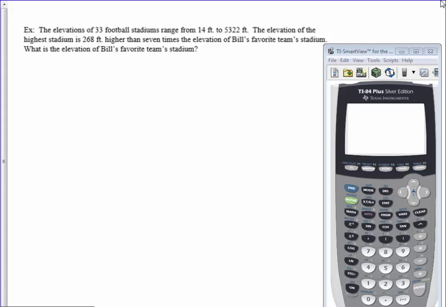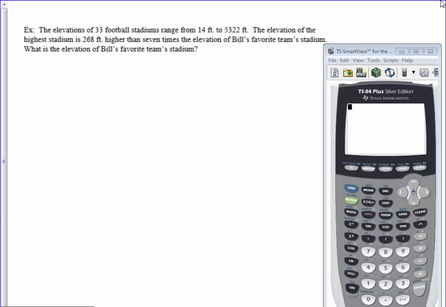One of the most important things when setting up these types of word problems is to let your variable be the value that you know nothing about. This example says that the elevations of 33 football stadiums range from 14 feet to 5,322 feet. The elevation of the highest stadium is 268 foot higher than 7 times the elevation of Bill's favorite team stadium. What is the elevation of Bill's favorite team stadium?